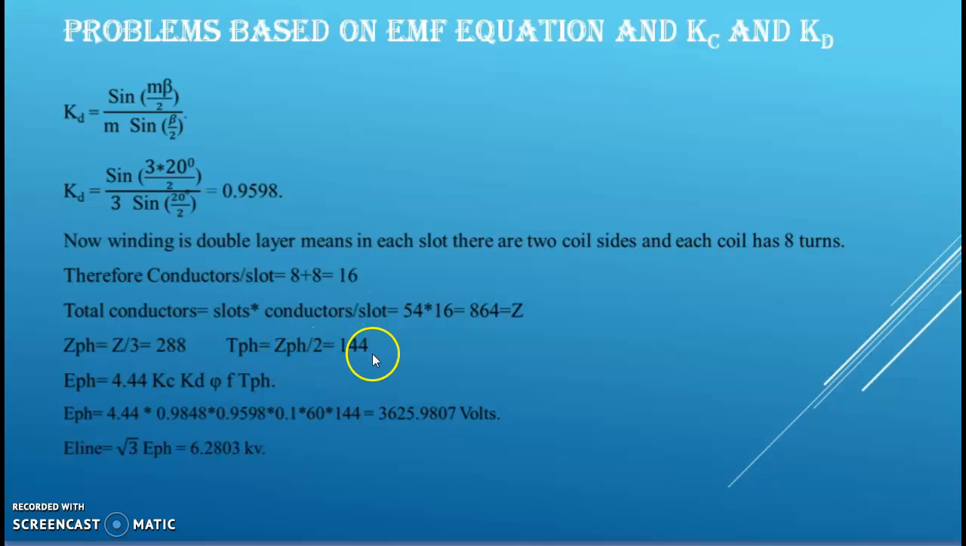Now you have all the values: Kc, Kd, phi, F and TPH. Now put the values of all in this formula and you will get the EPH. Again, your alternator is star connected, so you have to convert it into EL by multiplying it with root 3. So root 3 into EPH, you will get 6.2803 kilovolts.